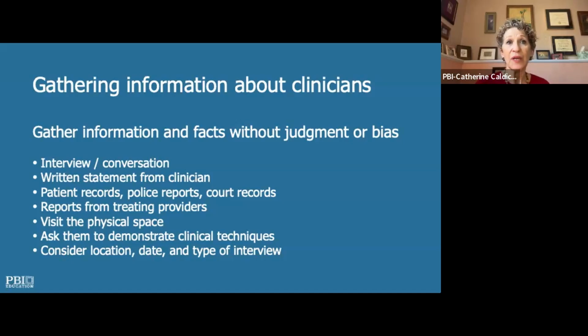You may have access to patient records or police reports or court records, reports from treating providers. You may need to visit the physical space of where they practice. You may need to ask them to demonstrate some clinical techniques. And consider the location, the date, and the type of interview you're going to have with them. It's important, and this gets back to the power imbalance, to give the clinician as much control as you can, so that the power dynamic between the two of you doesn't unduly affect their cooperation. So see if you can let them pick the location and the date of the interview, or even whether it's in person or virtual.